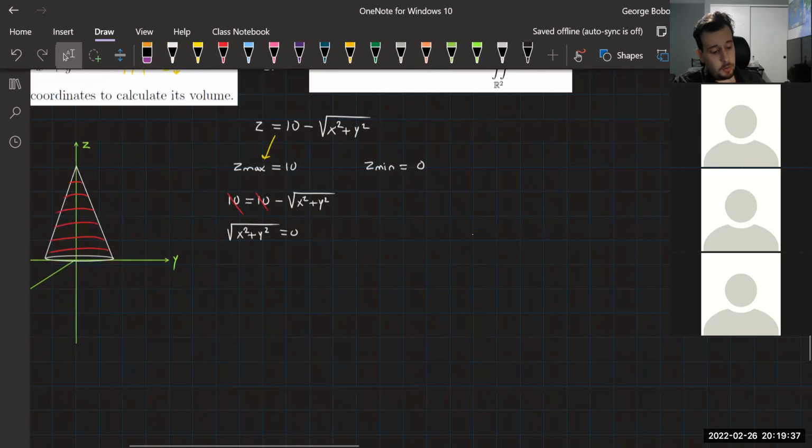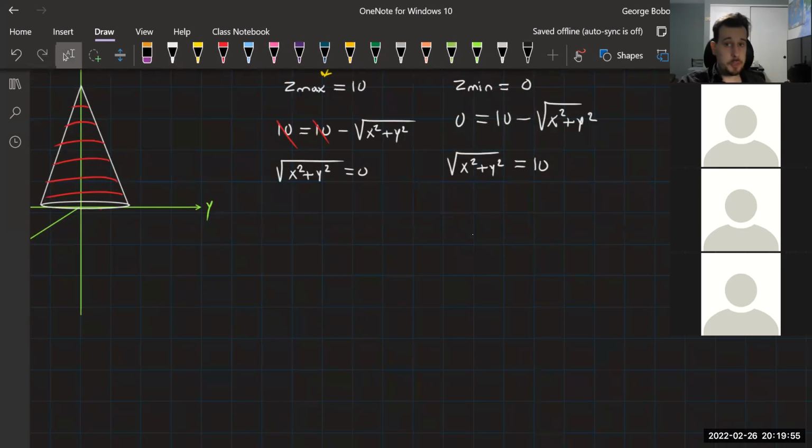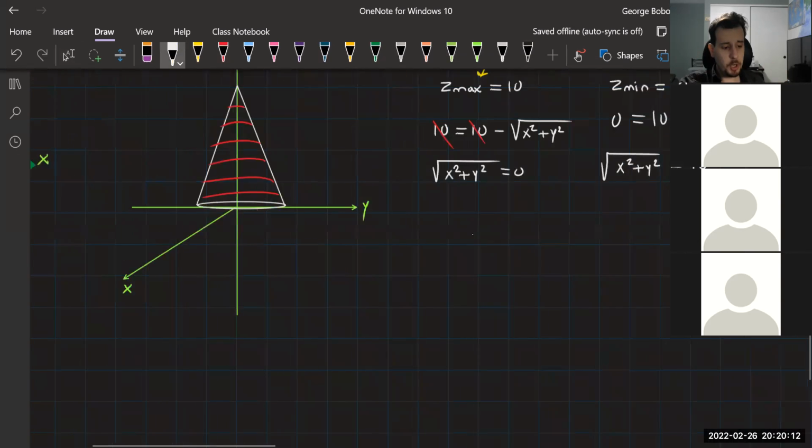And then we go and do the other one, right? And I'm like, okay, 0 is equal to 10 minus root x squared plus y squared. So that means that the square root of x squared plus y squared is equal to 10. If I square both sides right now, what do I get? Well, here I get this. Actually, I'm not going to square. I changed my mind. What I'm going to do is, girls, I really don't think we should be in Cartesians. Look at the cone.